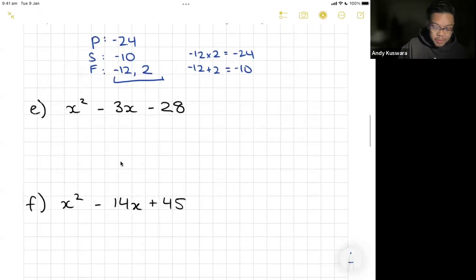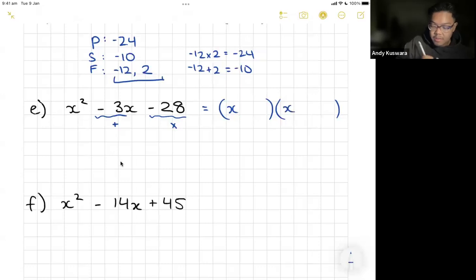Let's try these last two. And so again, this will be practice. I'm going to go the short route this time without writing PSF. I'm just going to note that I want to multiply to give me minus 28, but add to give me minus 3. Okay, so there's minus 28, minus 3. Anyways, so here I know I'm going to have these two brackets. I know it's going to be x and x.